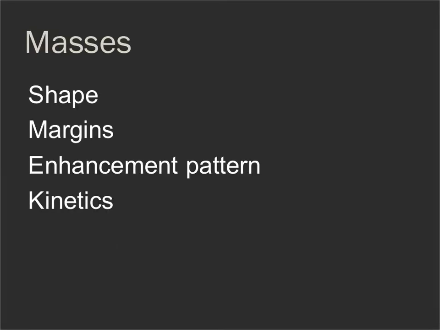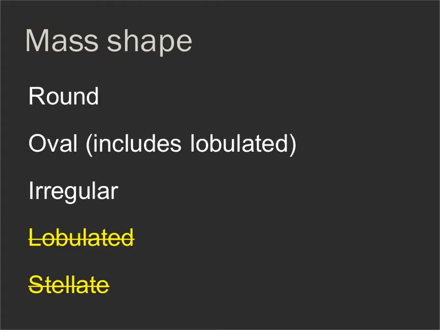Masses, on the other hand, have several distinguishing characteristics. You need to define their shape, the margins of the mass, the enhancement pattern of the mass, as well as the kinetics. I'm going to do kinetics right at the end. So the shape of the mass can be round or oval, which includes lobulated, or irregular, and they removed the separate category of lobulated because they didn't find it was helpful, and they've removed stellate as they didn't feel that could easily be distinguished from irregular.